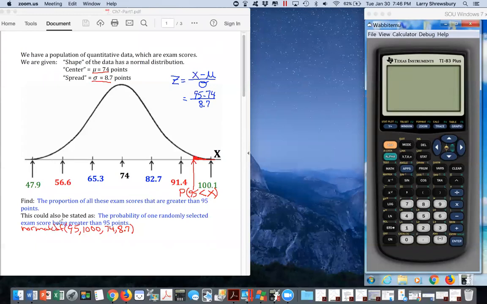What it gives you is the area under the curve, which can be interpreted as the proportion of the population in this interval, or the probability that one randomly selected falls in that interval.